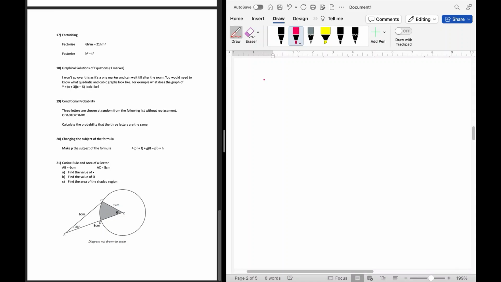Question 17. Factorize these. Now, these are a bit weird, I thought. Start with this one. This is not a quadratic. So to factorize this, we're going to go into a single bracket. The biggest number that can come out of 6 and 21 is 3. We can take an h out because there's an h in both terms, and we can take an m out because there's an m in both terms.